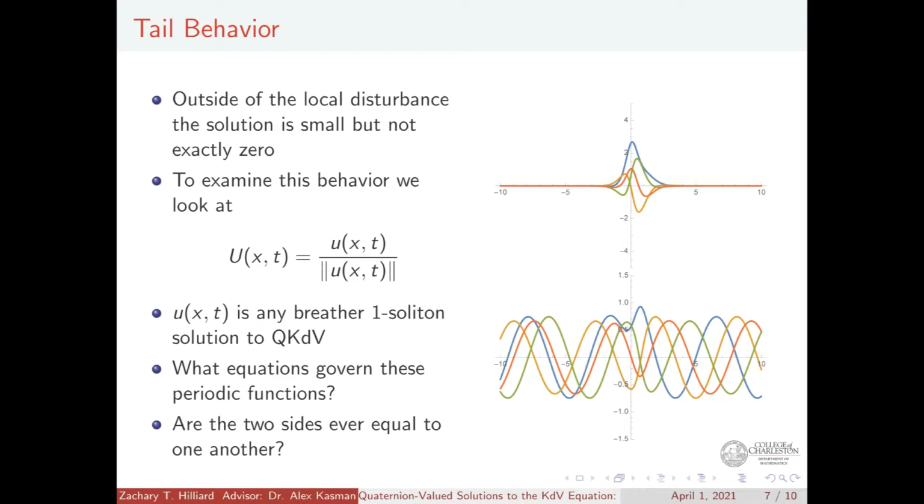In doing so, we end up with these really interesting periodic functions, and that's shown in this bottom image. So we have these periodic functions on the right-hand side of the localized disturbance and the left-hand side. We can see this little blob right in the middle along the y-axis. That's where the localized disturbance is. And these functions on the right and the left appear to be different. So 2 natural questions that arise are, what are the equations that govern these periodic functions? And also, are these 2 sides ever equal to each other? Do they ever match in some way? We were able to answer both of these questions.